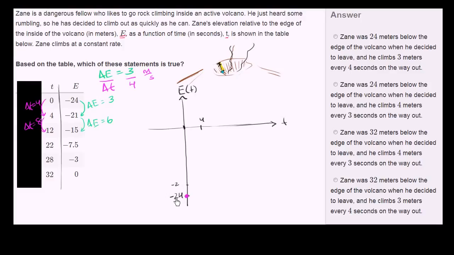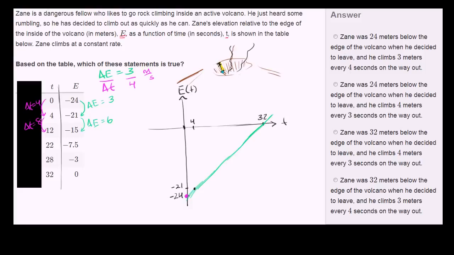Because the other thing that we do know is that when time is 32, his elevation is 0. So let me put that right over there. When time is 32, his elevation is 0. So his elevation as a function of time looks something like this. And we can plot other points there. When time is 4, it's going to be right over there, his elevation is negative 21. So this is the general idea. He starts at negative 24 meters and he increases at a rate of 3/4 meters per second.